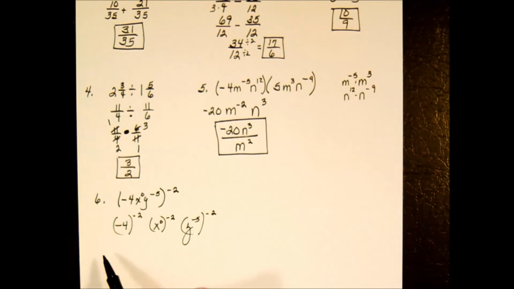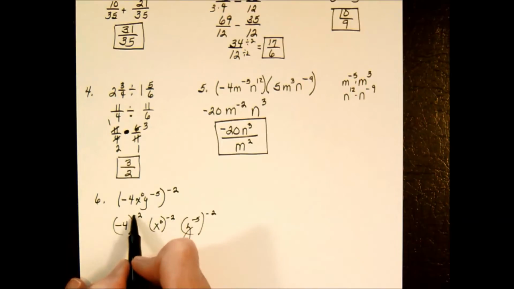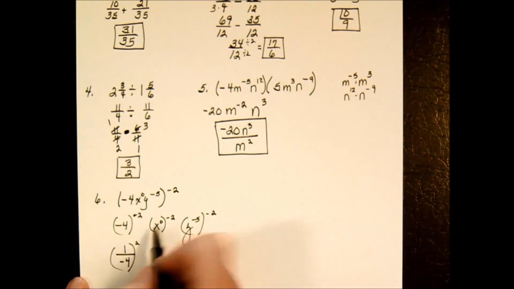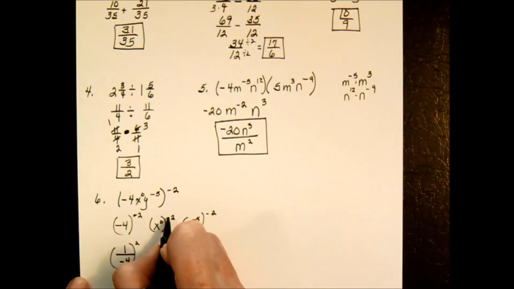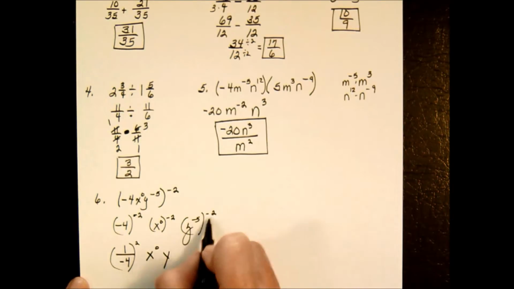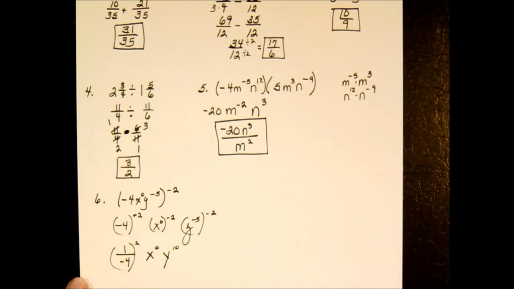Now I'm going to do each one separately. Negative 4 to the negative 2 means the reciprocal of negative 4. So 1 over, it's still a negative 4, and we want it to be squared. This is going to be x to the 0 times negative 2, which is 0. y to the negative 5 times negative 2 is positive 10. Still not finished. Let's go ahead and square this.